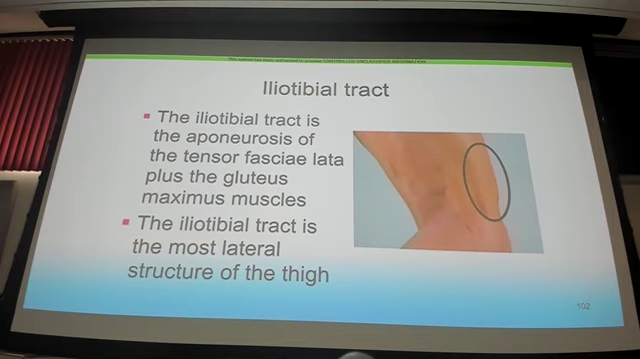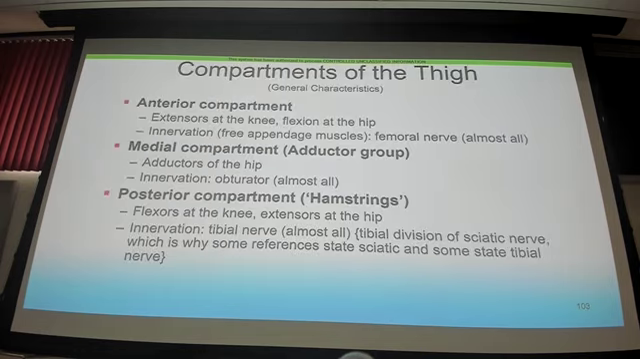So the reason we focus in on that is not only do we have ITB band syndrome, where it's tight, but the iliotibial band is the most lateral structure, and the key to that is it's helping to stabilize the lateral side of the knee. Remember, the knee requires a lot of stabilizing muscles and ligaments. And so that lateral structure will do that.